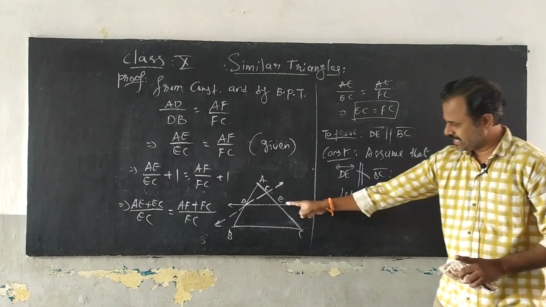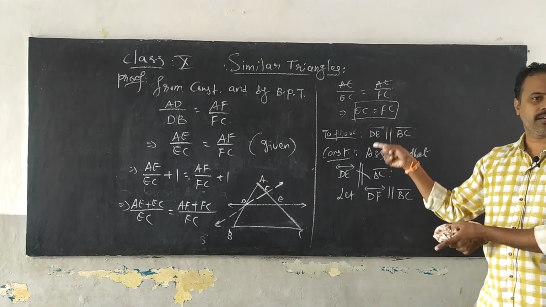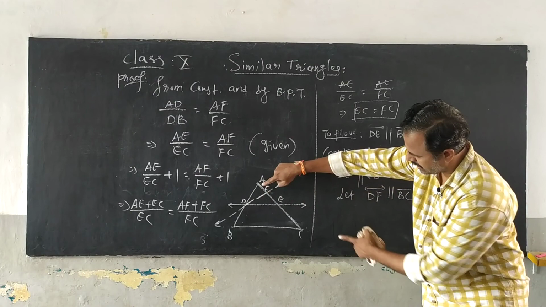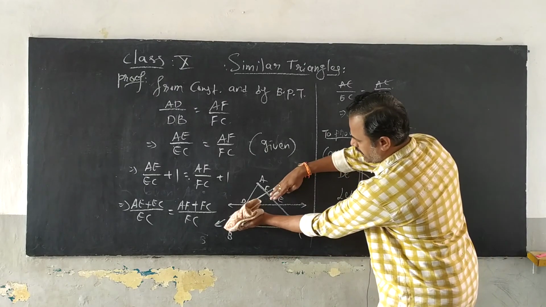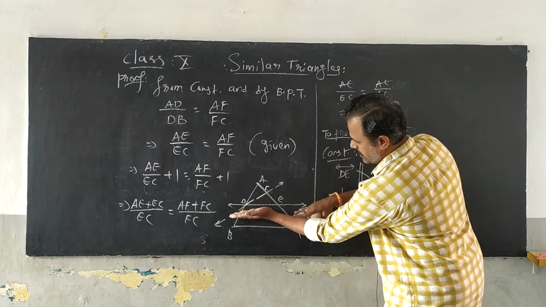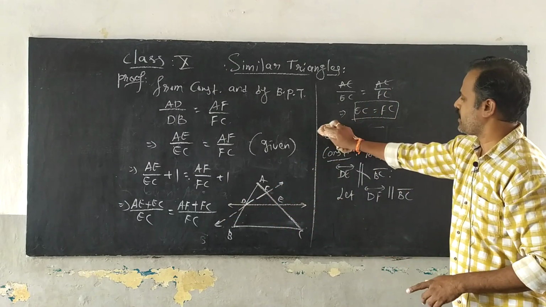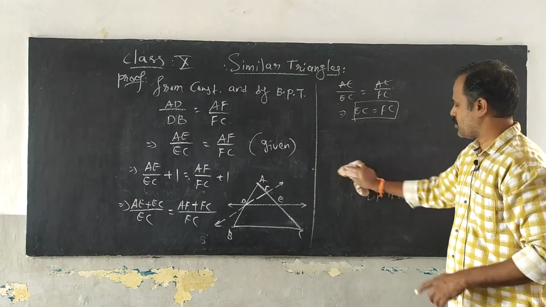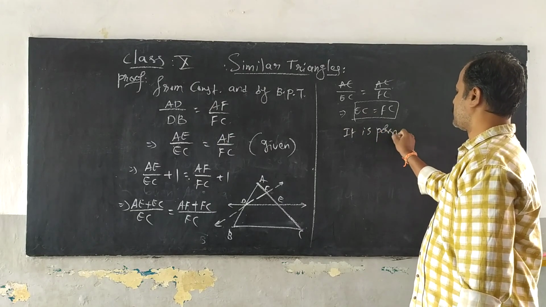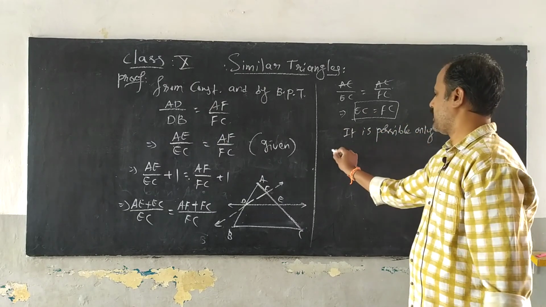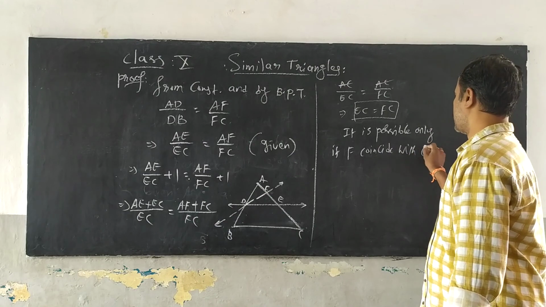Observe carefully. EC, FC, are they equal? No. But it is saying they are equal. So this is possible when F comes and joins with E. If F comes and joins with E, then this line DF turns into DE. Now I write here, it is possible only if F coincides with E.